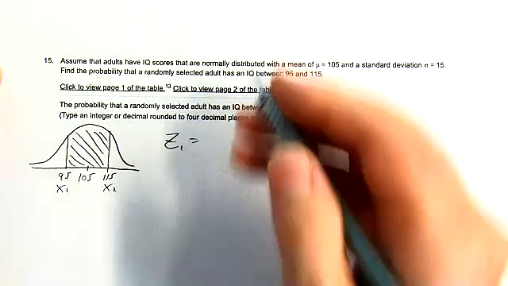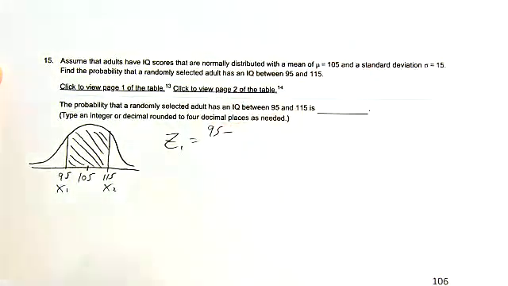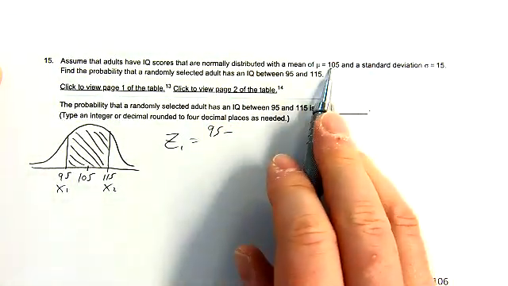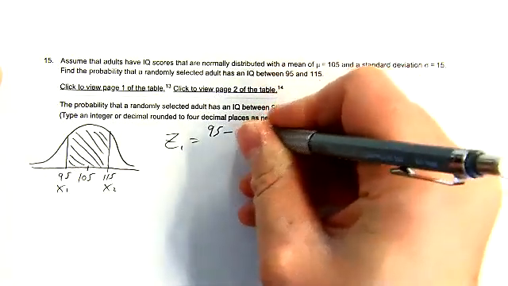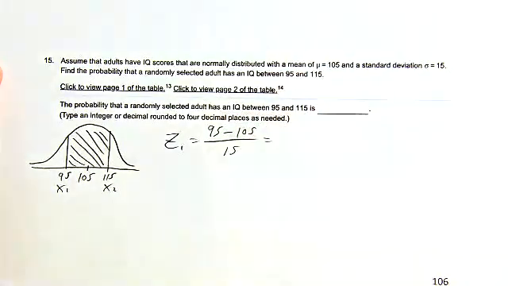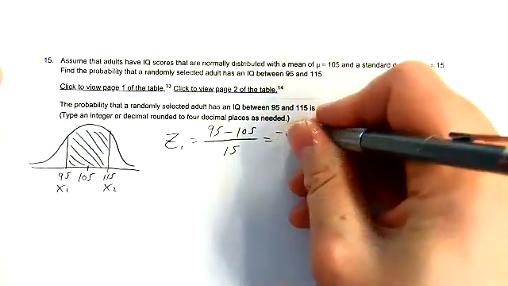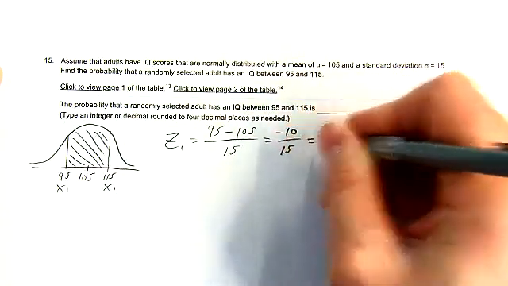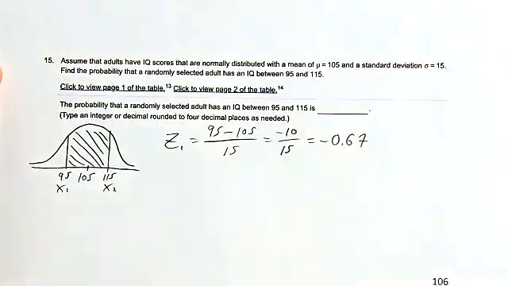It would be x1, which is 95, minus the mean, which is 105, divided by sigma, which is, again, 15. This would be negative 10 over 15. This is minus 0.67.